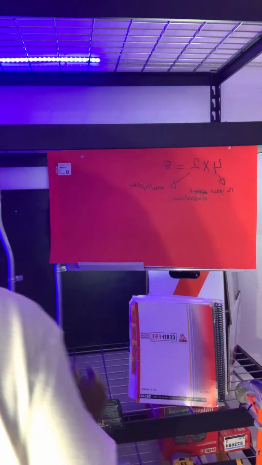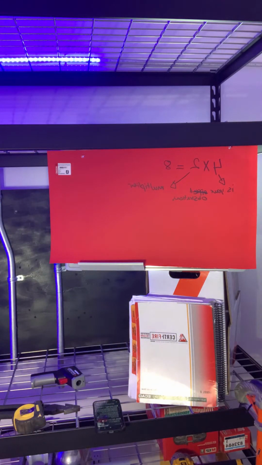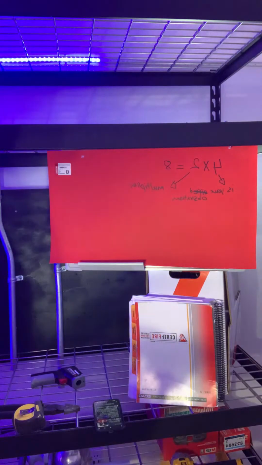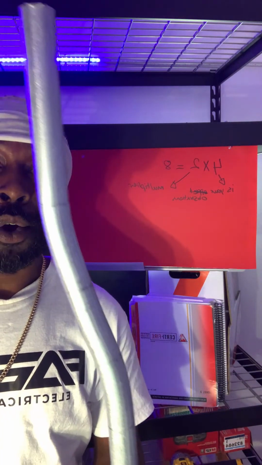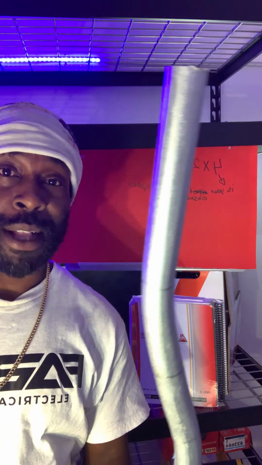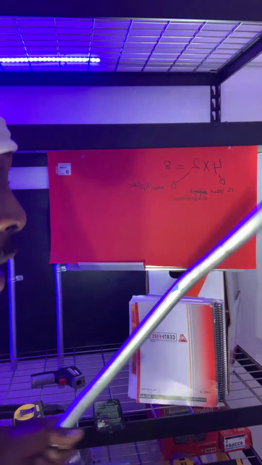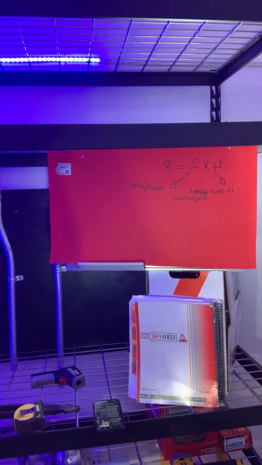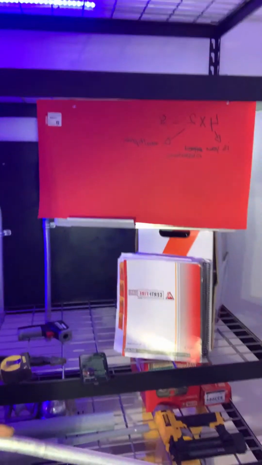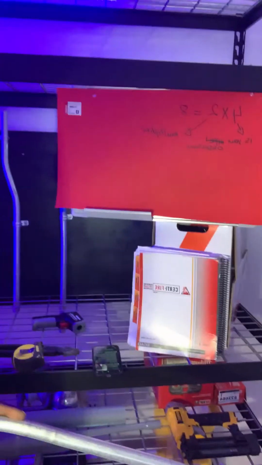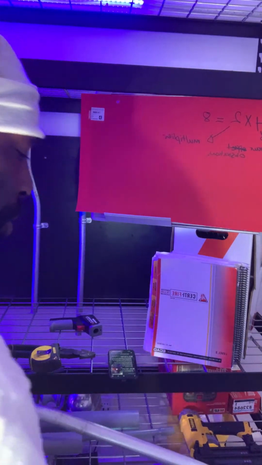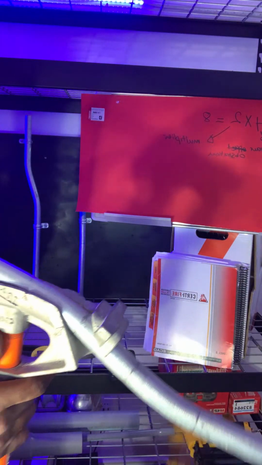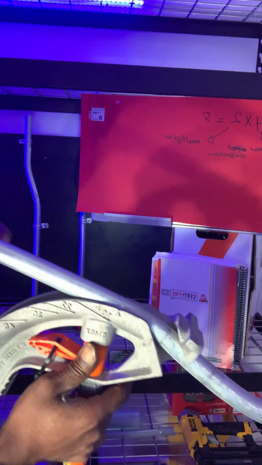So as you can see, I have a perfect offset already lined up and ready to go. How we go about doing that offset is we simply slide the conduit inside the bender. So as you can see, my conduit is inside the bender. That would be my first bend.